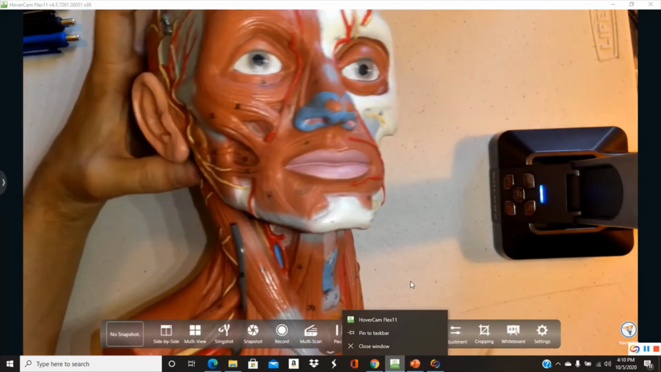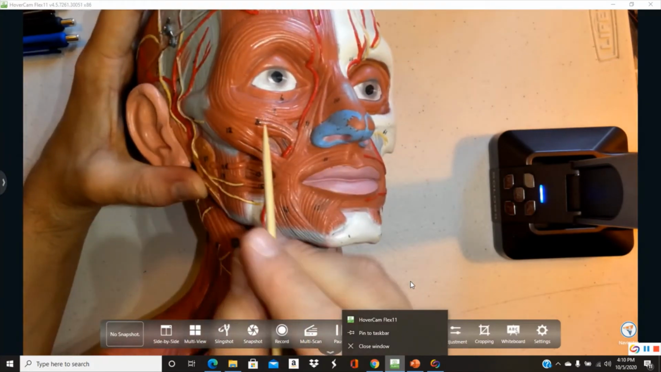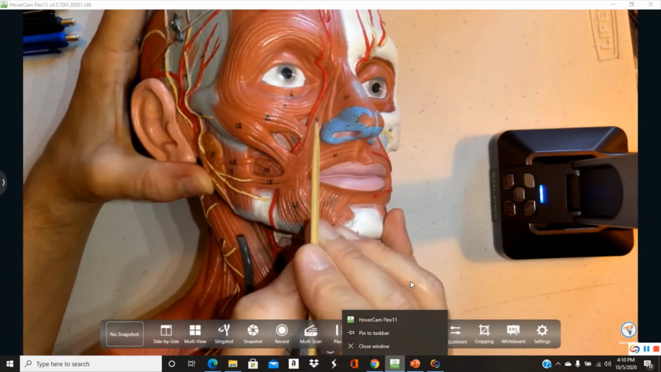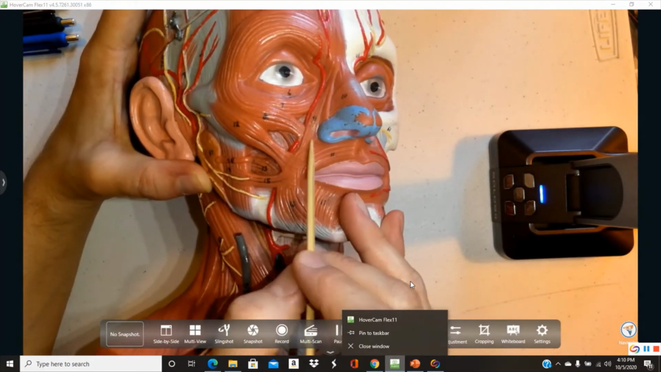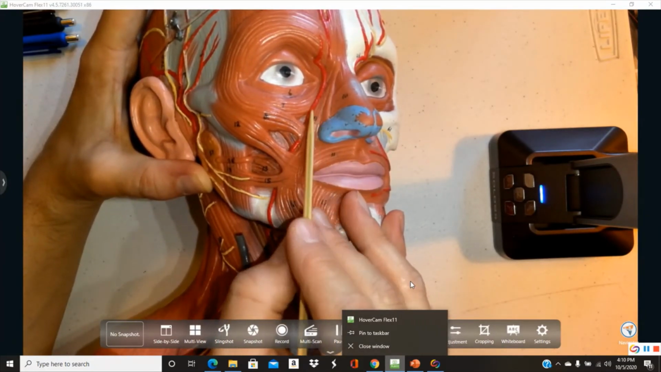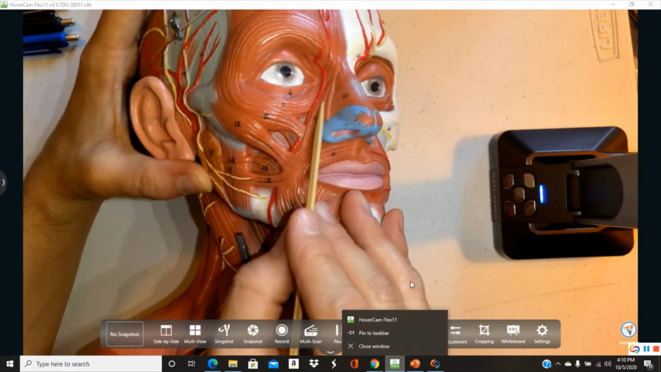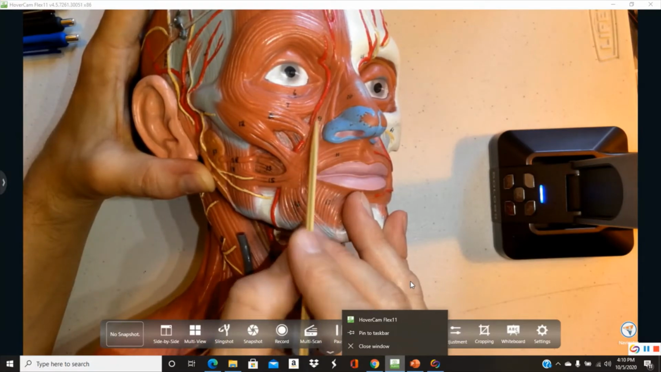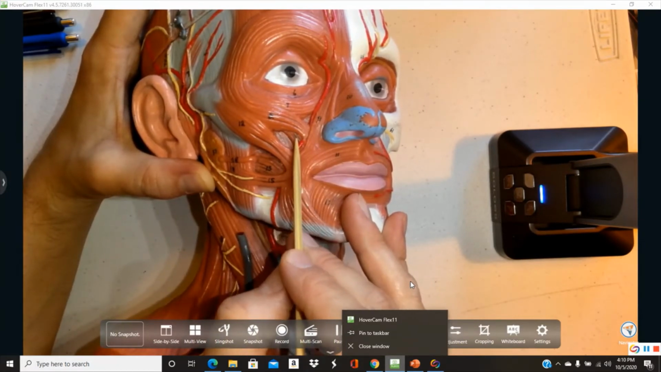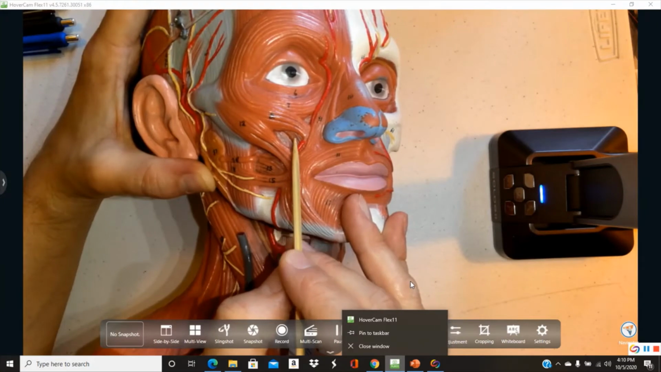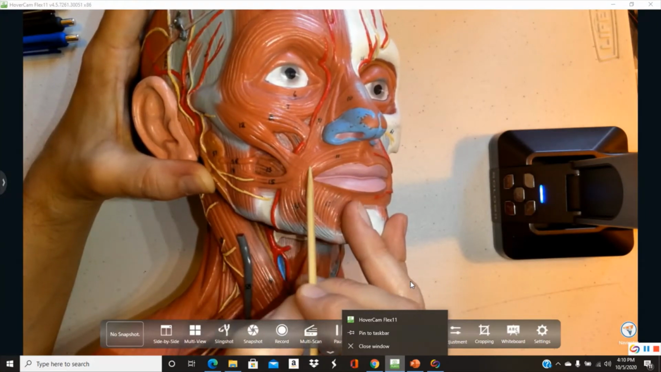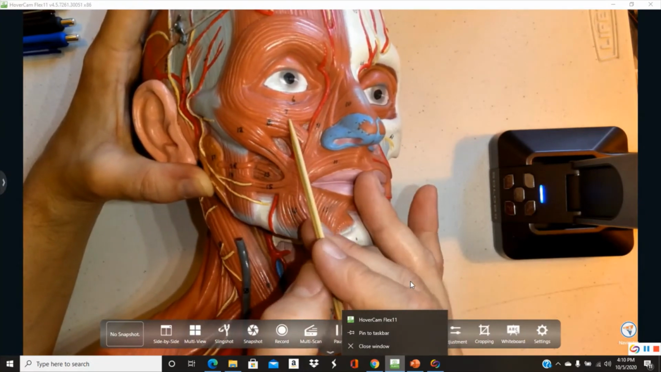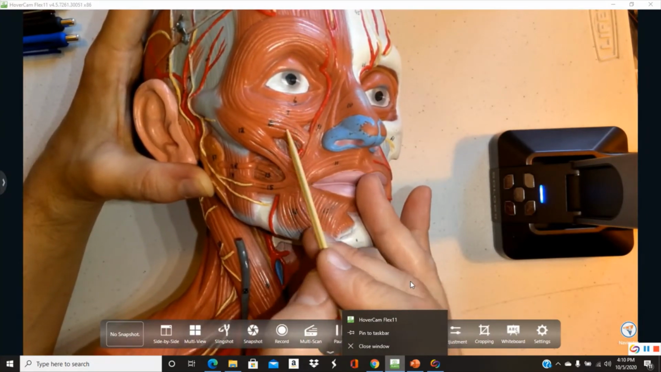Now, the muscle levator labii superioris is right here. A lot of people will say it's this. This is not levator labii superioris. This is levator labii superioris alaeque nasi, which is the longest named muscle of the human body. This is levator labii superioris right here. It lifts the lips from above. It comes from under the eye down under zygomaticus minor here.